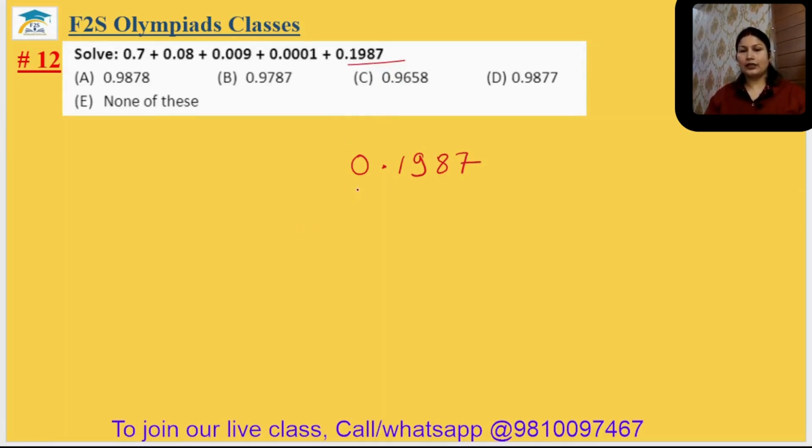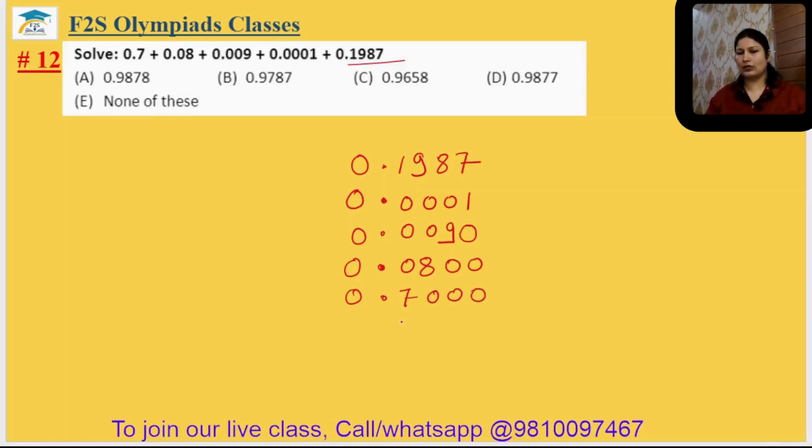Now second, in addition, decimal should be below decimal only. It will be 0.0001. Now the third one is 0.009. The last place is vacant, so we can put a zero here, because in addition we can put decimal below decimal only. Next is 0.08. We can put zeros here. Now the next one is 0.7. We can put three zeros here.